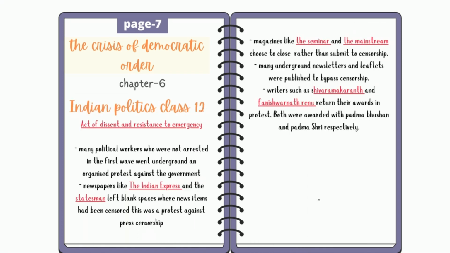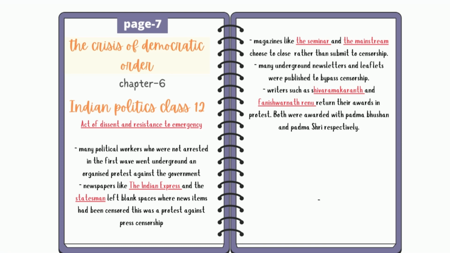Act of dissent and resistance to emergency. Many political workers who were not arrested in the first wave went underground and organized protests against the government. Newspapers like the Indian Express and Statesman left blank spaces where news items had been censored. This was a protest against press censorship. This is very important, guys. You have to remember the names of the newspapers, which are the Indian Express and Statesman, rather than submit to censorship. Many underground newsletters and leaflets were published to bypass censorship.